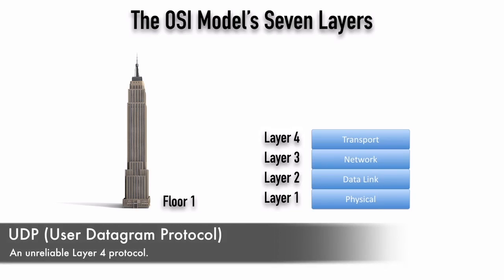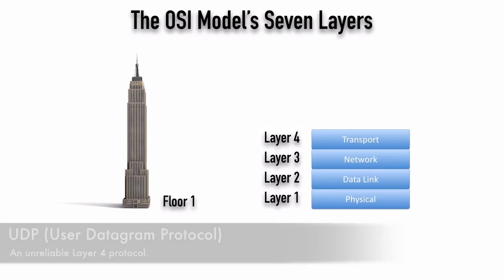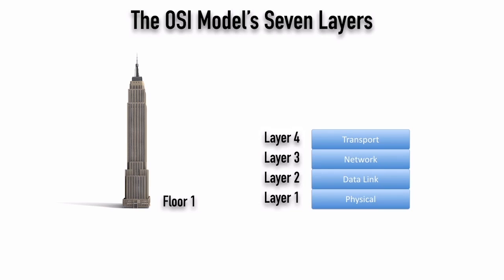Contrast that with UDP. With UDP, I'll send you data, and I hope you get it, but I'm not going to expect you to acknowledge the receipt of that data. Just a couple of examples of protocols we see at the transport layer.